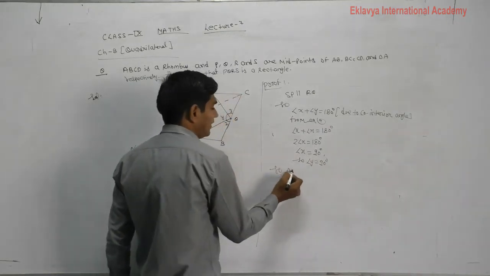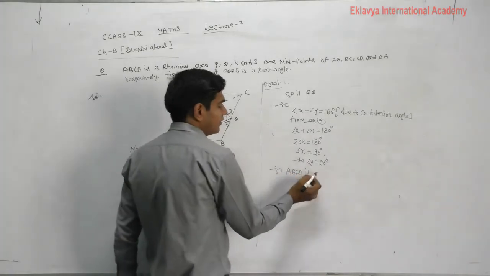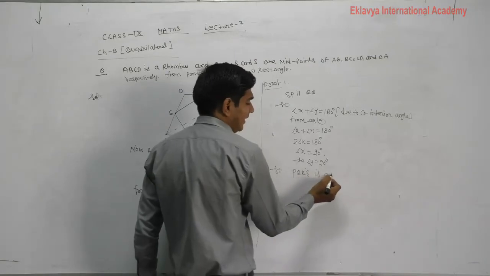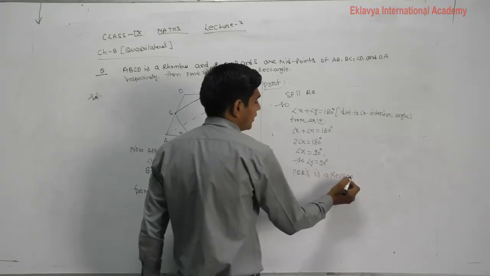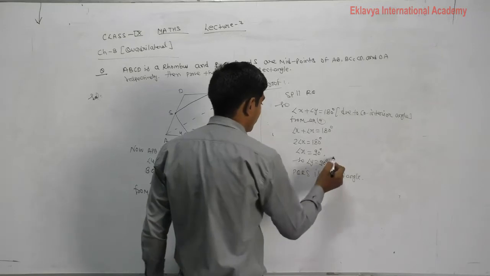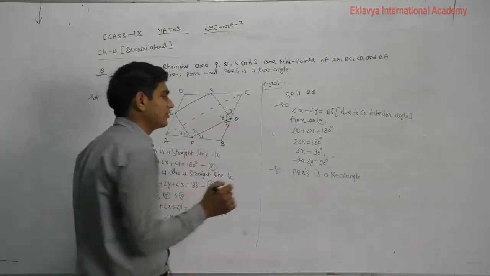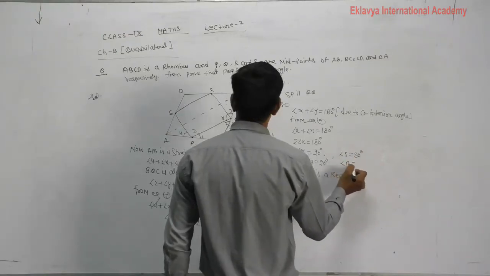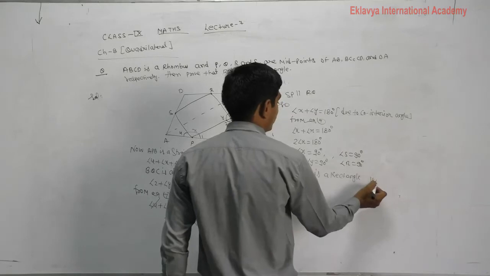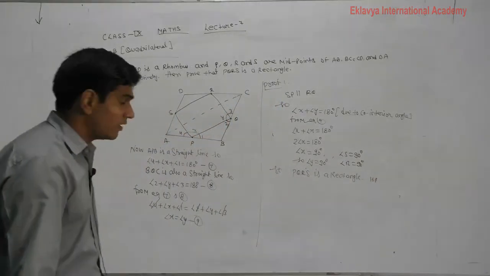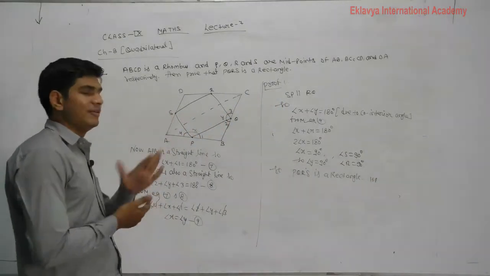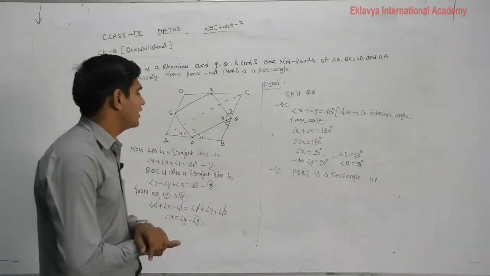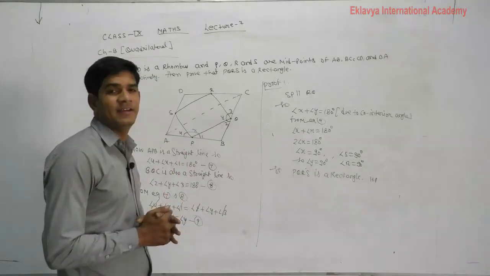So PQRS is a rectangle. PQRS क्या बनेगा? Rectangle. Similarly, these remaining two angles are also 90. Angle S is also 90 degree and angle R is also 90 degree. Hence, understand? So students, how we will prove that given parallelogram becomes a rectangle? For that, we prove that each and every angle is 90 degree.